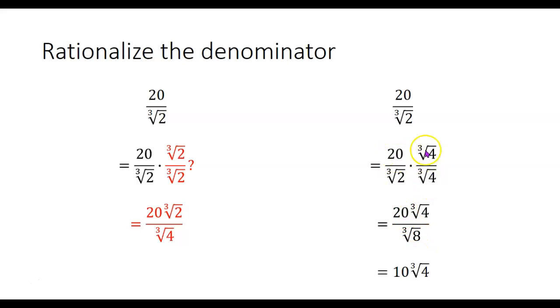So we're multiplying the top and the bottom by the cube root of 4. 20 times the cube root of 4 over the cube root of 2 times the cube root of 4. The cube root of 2 times the cube root of 4 would be the cube root of 8, which is just 2. And then this 20 divided by this 2 would be 10. So we end up with 10 times the cube root of 4 for our final answer.